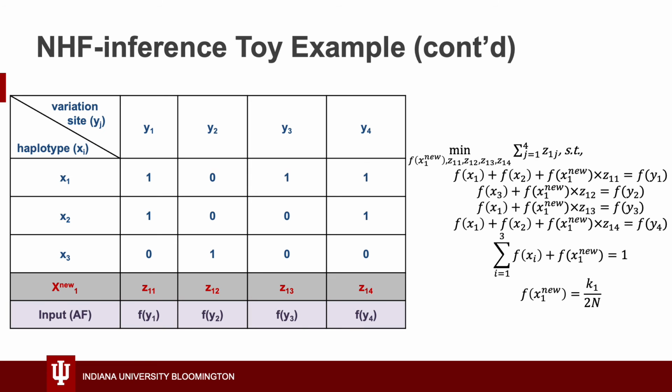Here is the toy example of NHF inference. We first add one more row to indicate there is only one novel haplotype in this block, x1 new. And we try to find the optimal solution of the integer linear programming. If no solution can satisfy the equations, we will add one more row to indicate there are two novel haplotypes. We will keep adding novel haplotypes until we find the optimal solution that satisfies all the equations.